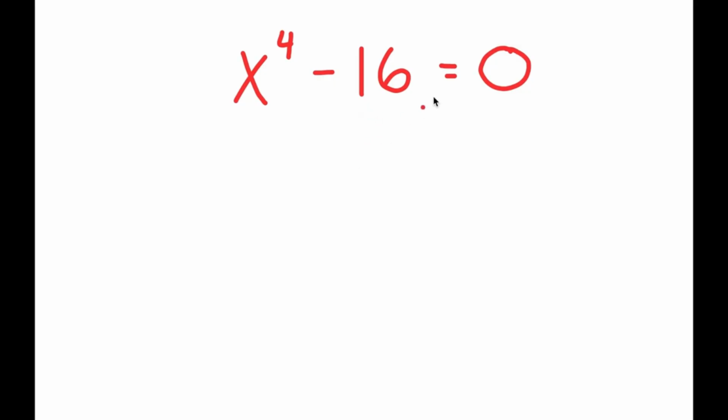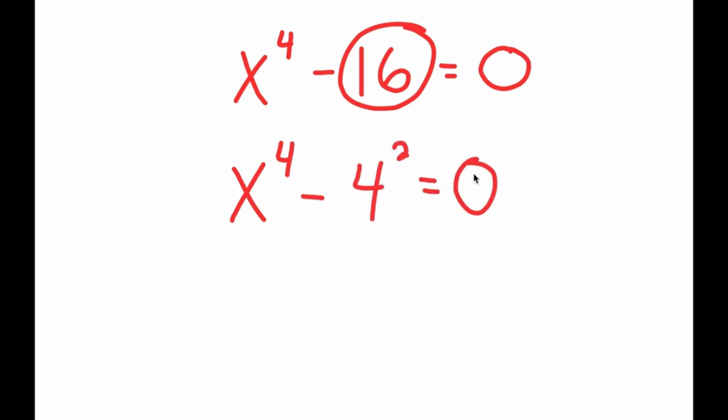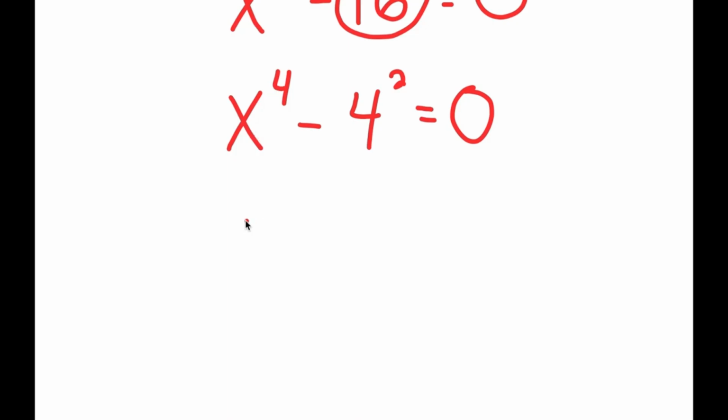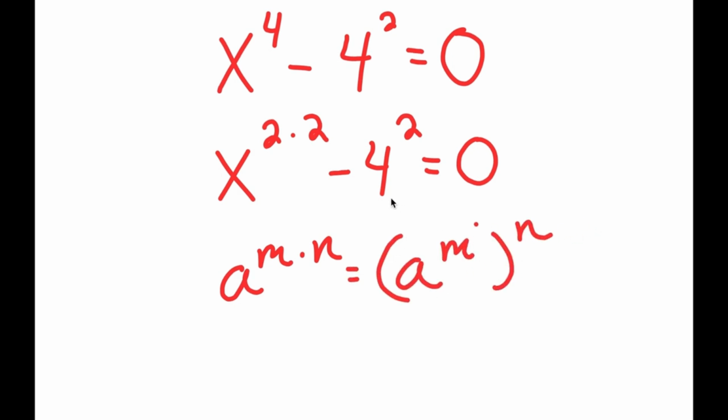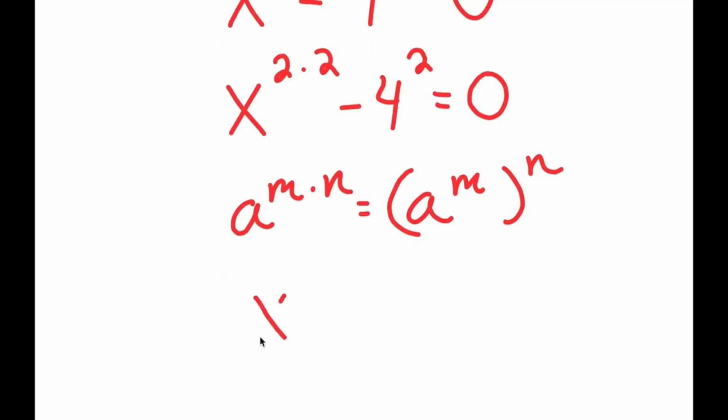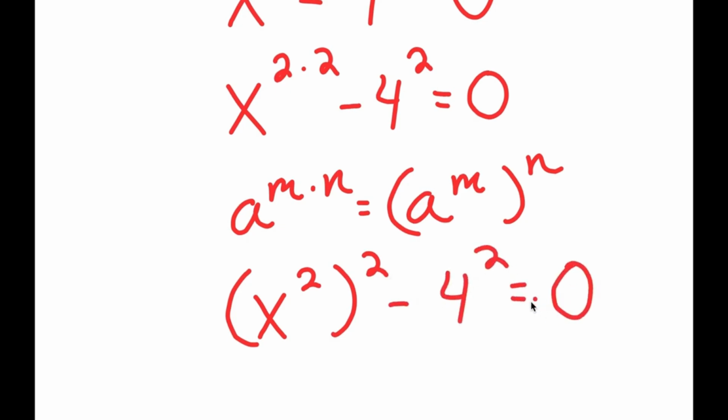So a better way to actually do this is to first rewrite 16 as 4 squared. So I get x to the power of 4 minus 4 squared is equal to 0. And now x to the power of 4, that's the same thing as x to the power of 2 times 2. And if I have something in the form a to the power of m times n, this is equal to a to the power of m to the power of n. So x to the power of 2 times 2 is the same thing as x to the power of 2 to the power of 2. Now I have this minus 4 squared is equal to 0.